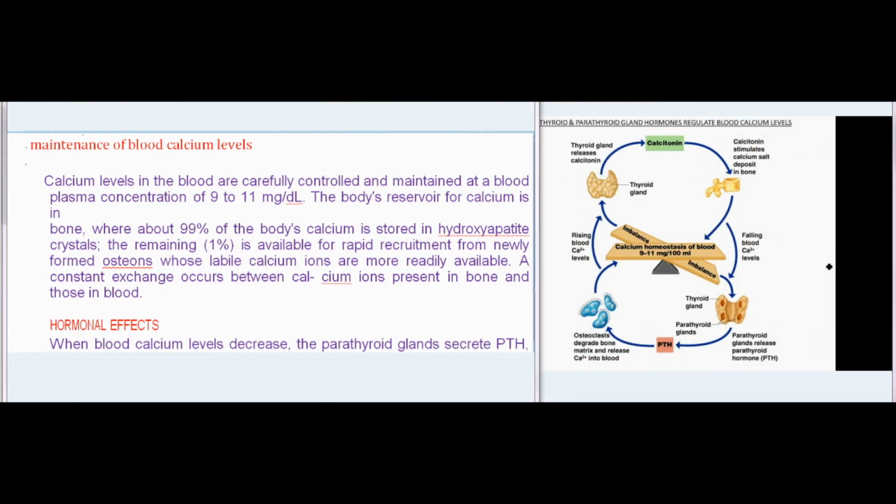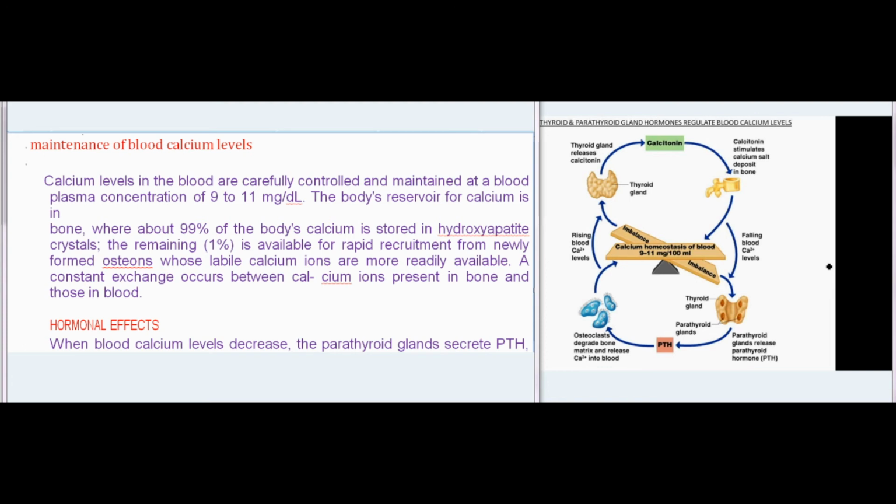Calcium levels in the blood are carefully controlled and maintained at a blood plasma concentration of 9 to 11 mg/dl. The body's reservoir for calcium is in bone, where about 99% of the body's calcium is stored in hydroxyapatite crystals. The remaining 1% is available for rapid recruitment from newly formed osteons whose labile calcium ions are more readily available. A constant exchange occurs between calcium ions present in bone and those in blood.